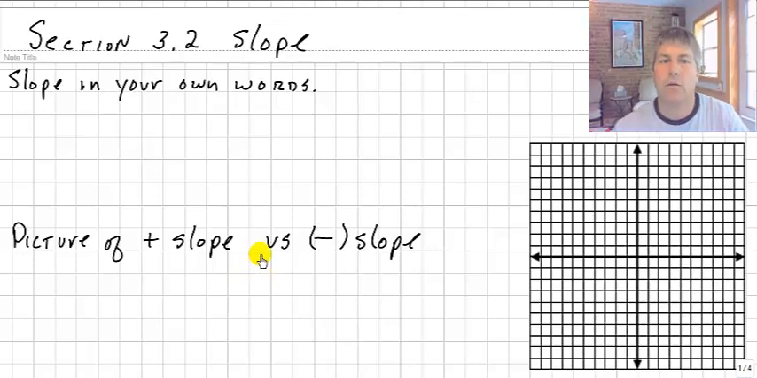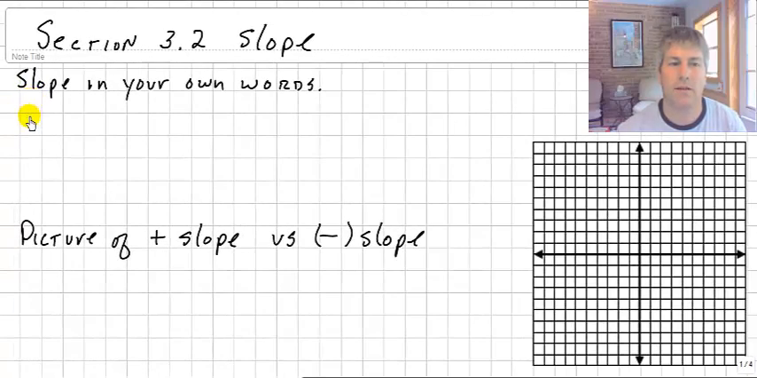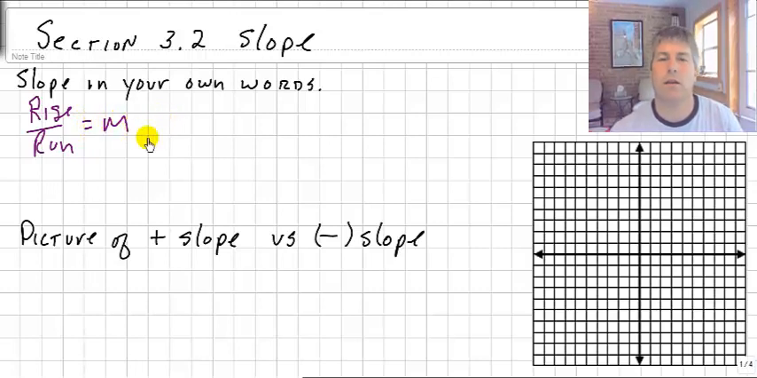Welcome back. Today we're going to talk about section 3.2 and we are going to discuss the concept of slope. Okay? Slope. What is slope in your own words? Well, many of you will say, well, slope, that's easy. Slope is rise over run. Or you'll say slope is m. Well, I'm not sure what that means, but you could do that. There is a portion of algebra where slope is m, okay?